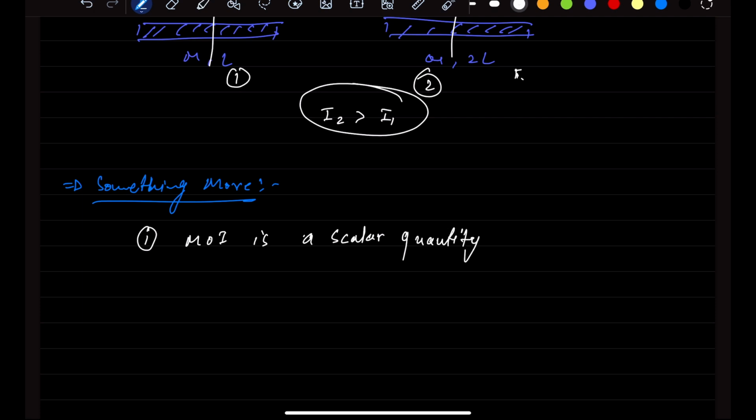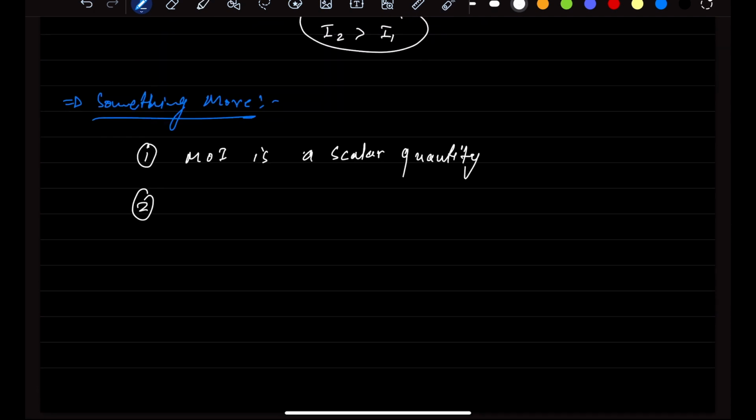And can you tell me what will be the SI unit for this? What is the formula again? The formula is I equals integration of r square dm. So the unit is kilogram meter square.